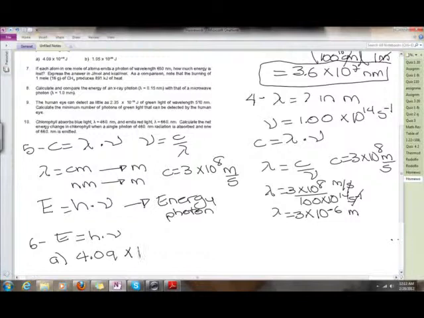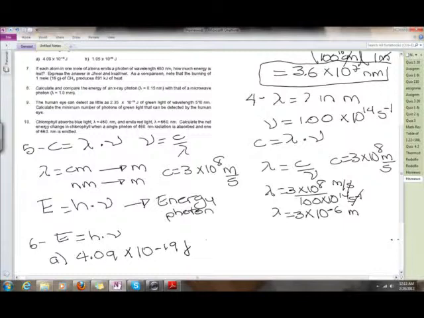4.09 by 10 to the minus 19 joules. I think it's that value. Let me double check. Yeah, minus 19. Here it says the Planck constant is 6.63 by 10 to the minus 34.